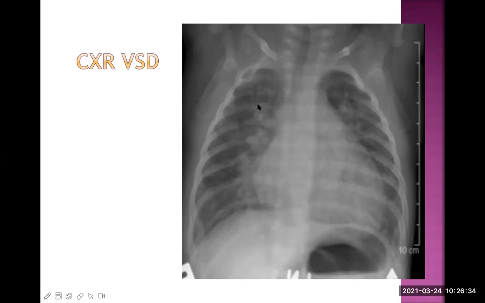Another thing, there is a diffuse infiltration-like appearance we can see on the chest X-ray. See this infiltration. This infiltration can be explained in two different ways. One, because of the increased blood flow towards the lung, this is called plethoric lung. And another, there is a high chance of recurrent lung infection, so this may be a component of lung infection as well.